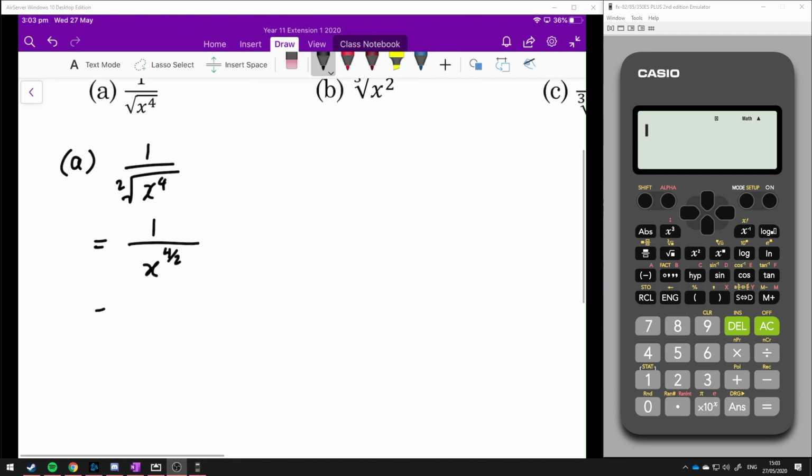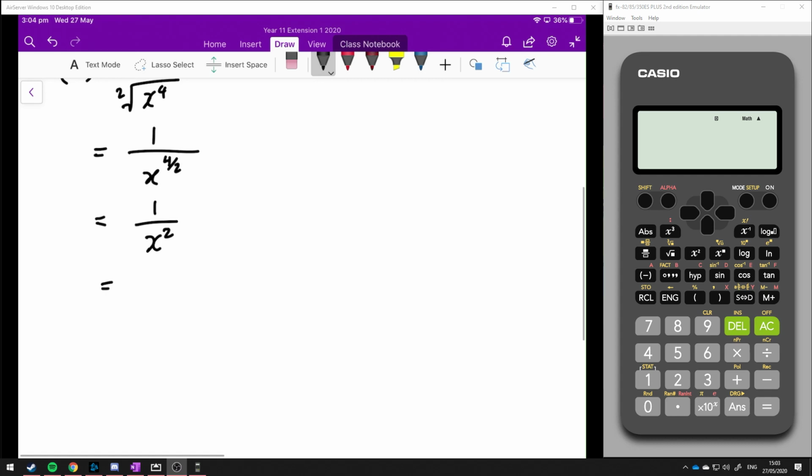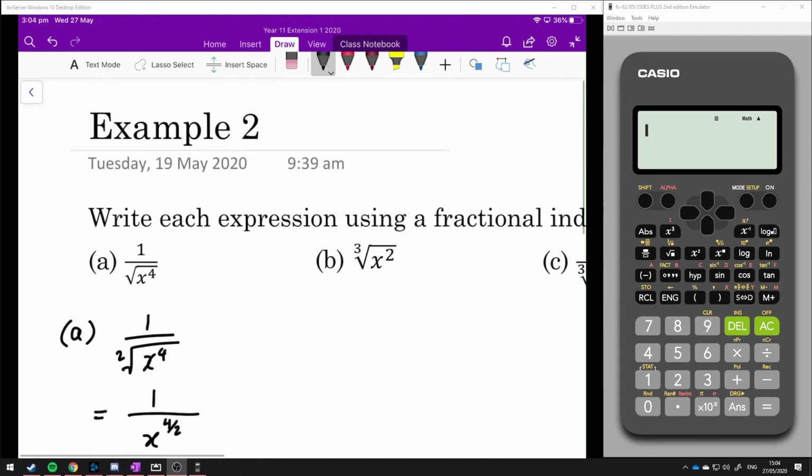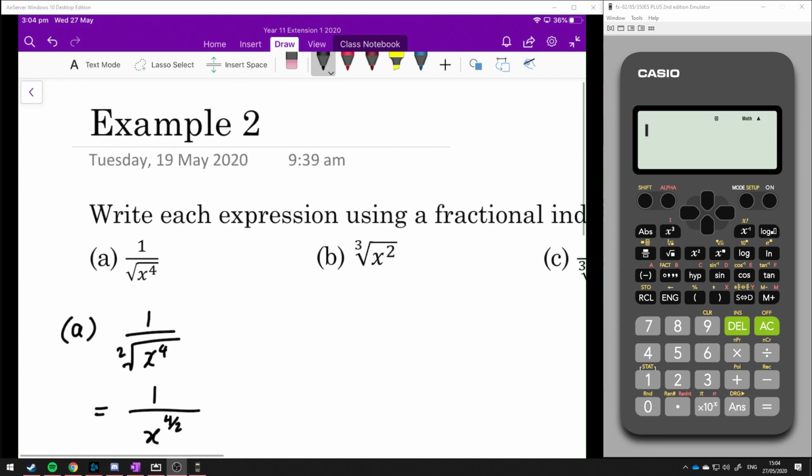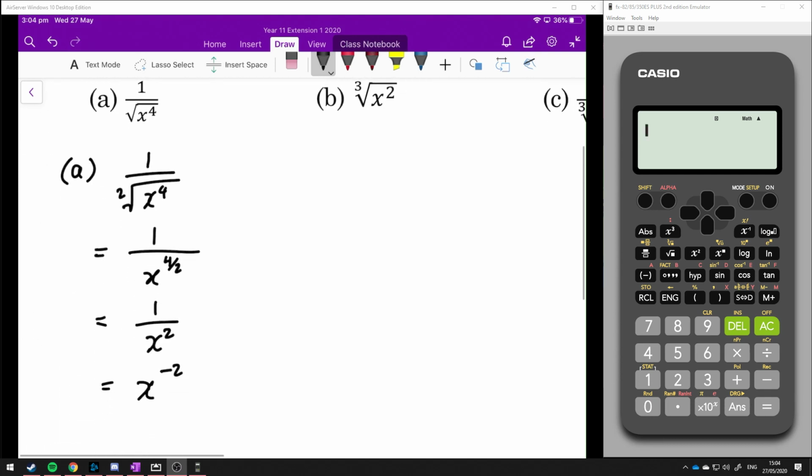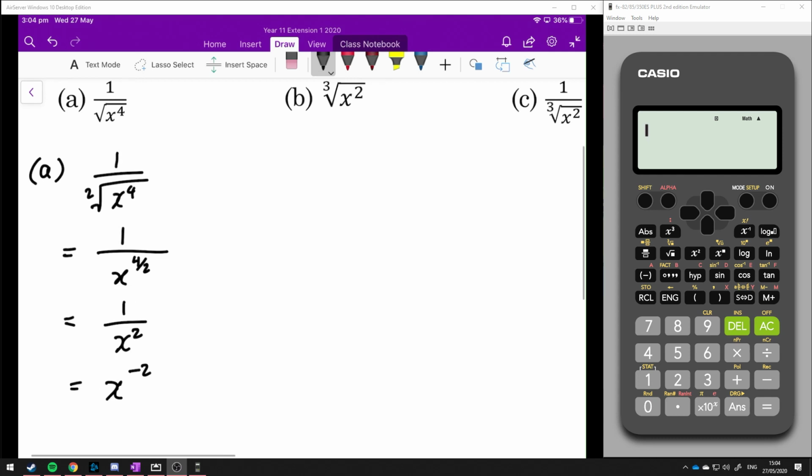Okay, well, we actually know that 4 over 2, well, that's just equal to 2, because 4 divided by 2, so this is just x squared. Okay, but if we have 1 over x squared, well, we know that's x to the negative 2, and it turns it back into the negative power. So, as much as we wanted to write it in a fractional form, if we can actually go further and turn it into a whole number, then that's fantastic. It's not always going to do that, but in some cases it might. It's always worth having a look and seeing if we can.